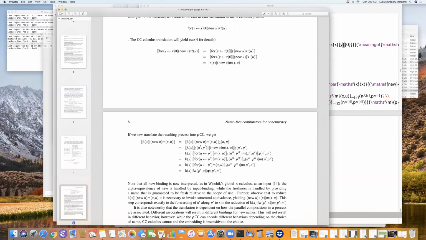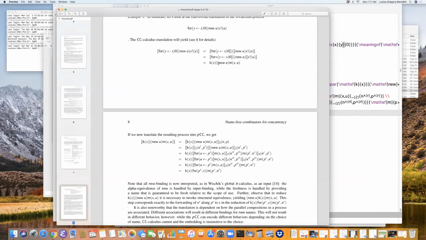And now let's see what happens if I were to run this in parallel with this. Well, forwarding from PR to X in parallel with a message sending something on PR is just a message of that thing on X. So this thing would evolve to M, X, N, R, and K, X, MX just goes to 0. So that's exactly what we expect.